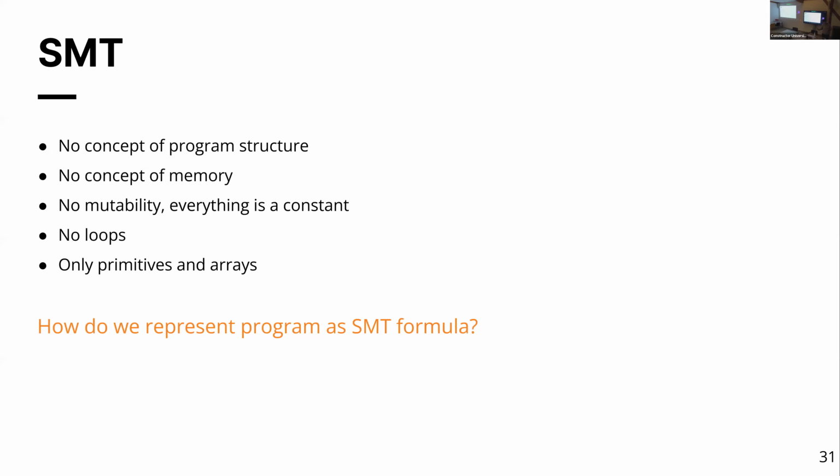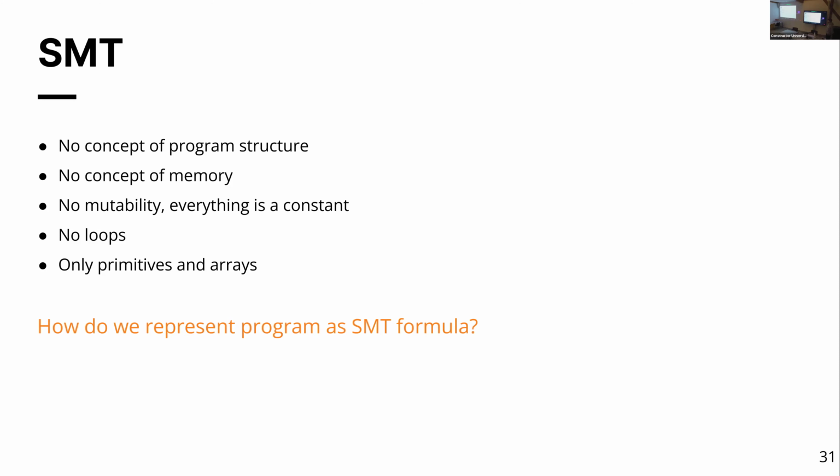And the last state is I wanted to talk a little bit about how we actually represent our programs in SMT, because it's not that simple. First of all, SMT is basically just for solving mathematical formulas. It doesn't know anything about programs, about memory, about mutability, etc. It only has primitives, arrays, and some other theories. But in our case, we only use primitives and arrays.